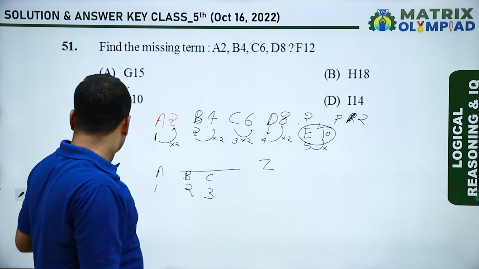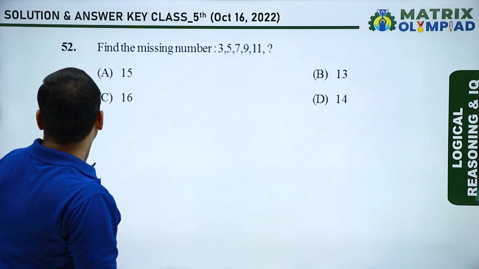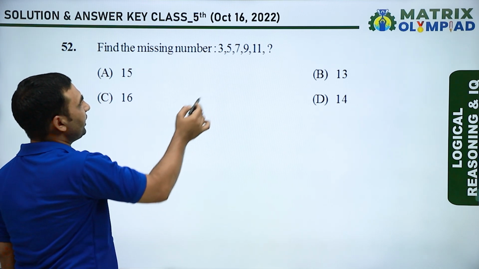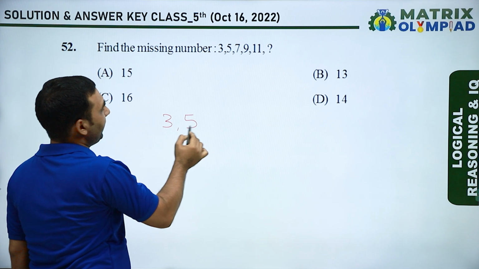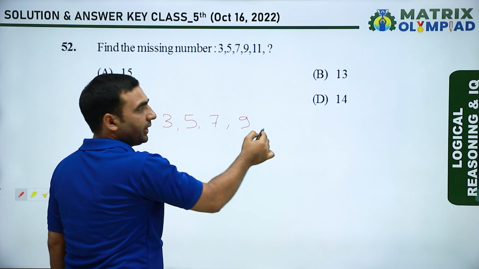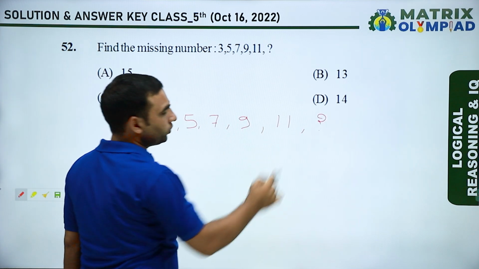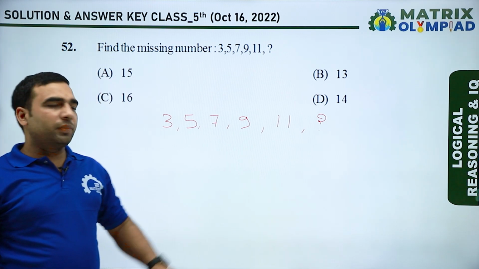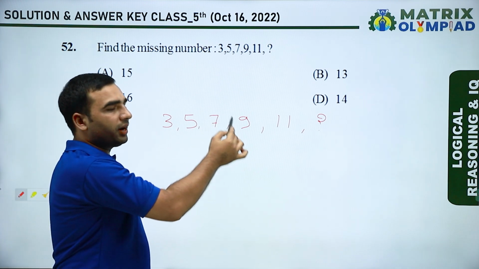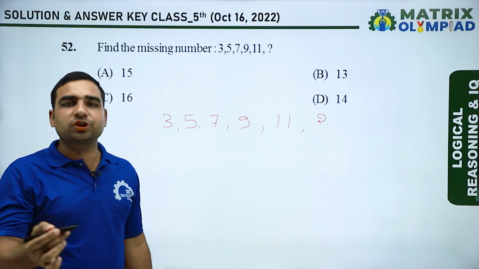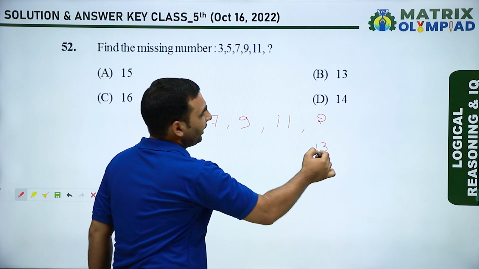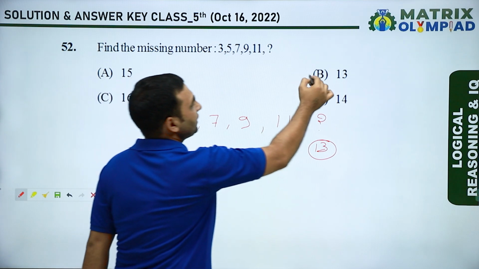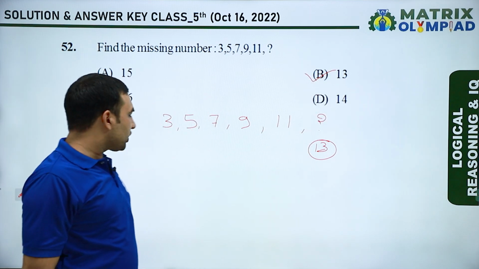Next question. Question number 52. As you see, find the missing term. 3, 5, 7, 9, 11. What is the next term? As you see, consecutive odd numbers: 3, 5, 7, 9, 11. What is the next odd number? You say 13 is the next odd number. That is our answer. Option B is the correct answer.